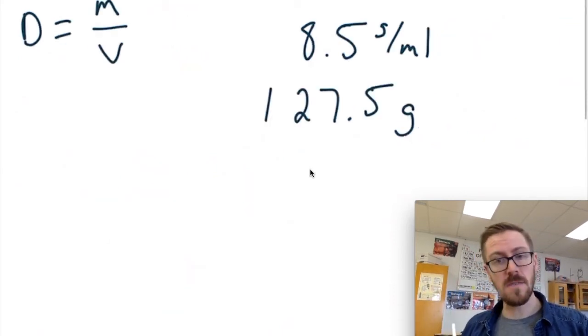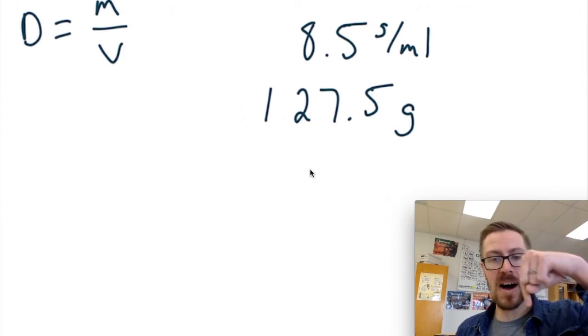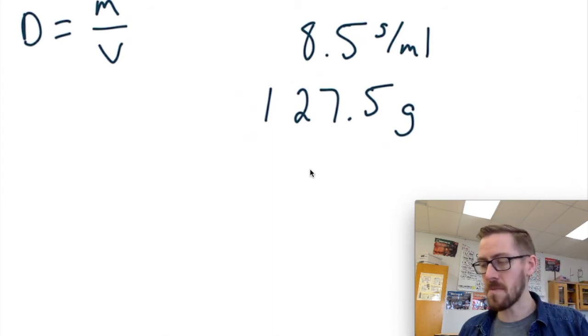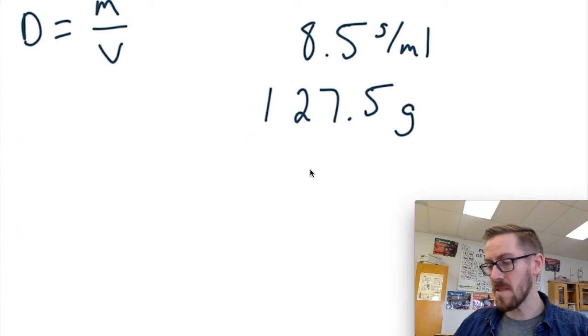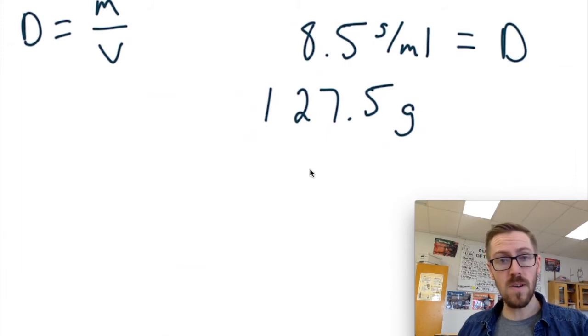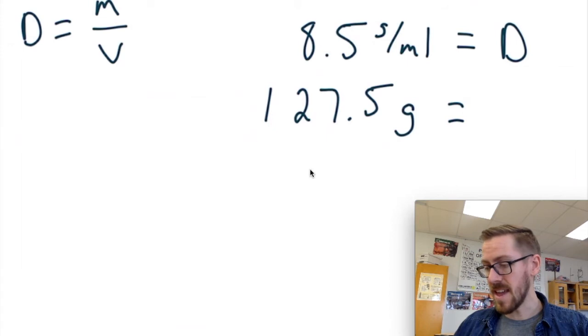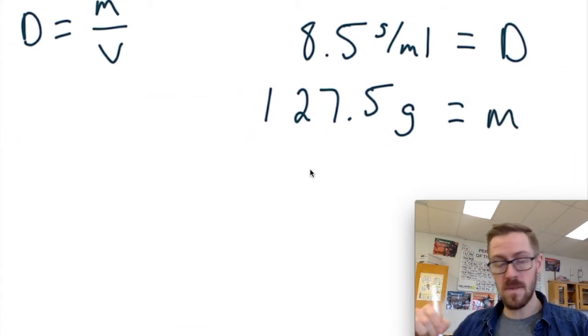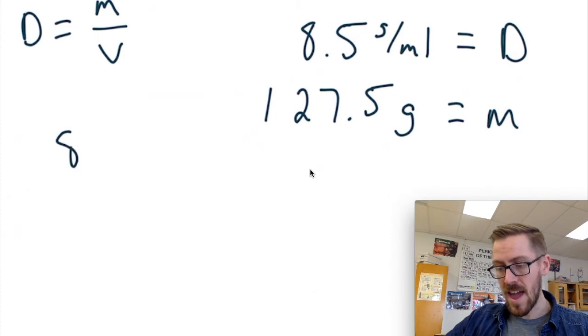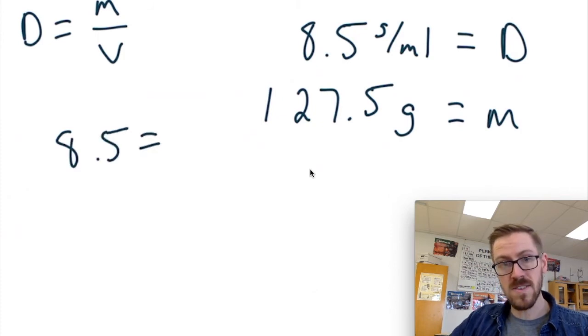Now the algebra is a little bit trickier on the last kind here because, as you'll see, the variable will be on the bottom of the fraction, which is a two-step algebra problem. So I'll kind of show you some ways to get around this or what I would do. First of all, 8.5 grams per milliliter, that is a density. Then 127.5 grams, that is a mass. So when I set this up according to my equation, I get 8.5 equals 127.5 divided by V.